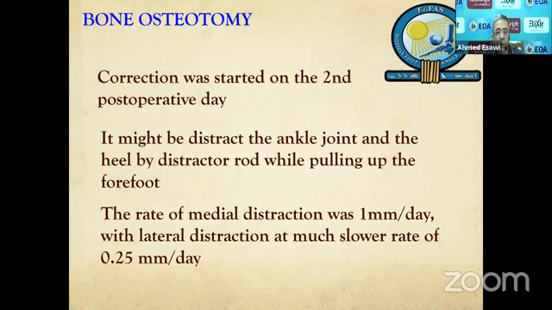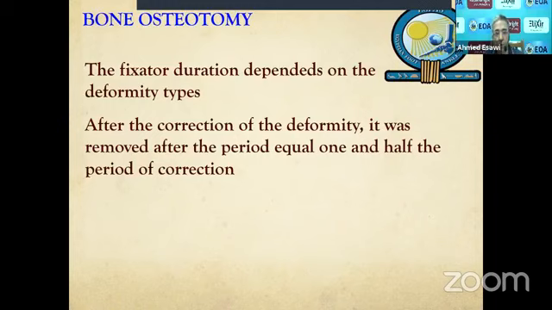The distraction is 1 millimeter per day on the affected side, and on the other side we do 0.25 millimeter per day, at a slower rate. This is the aim, to prevent any collapse of the medial ray or lateral ray on the side of correction. And so the fixator duration depends on the deformity type. After the correction of the deformity, it is removed after a period equal to 1.5 times the period of correction.